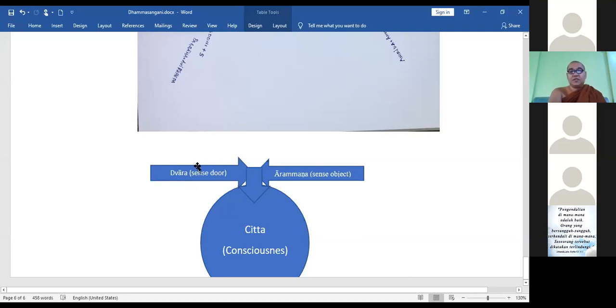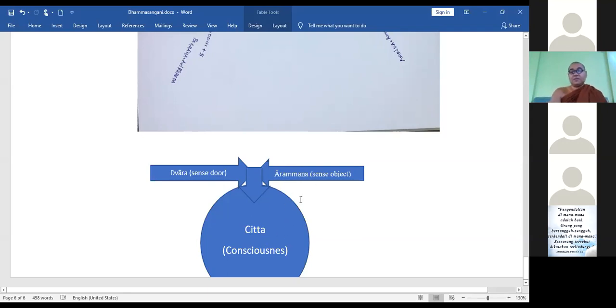Through these six channels, or one of the six channels, we are all the time receiving signals from the objects. Whenever objects come into contact with the sense door, then consciousness arises. So that is how a consciousness arises, either kusala citta or akusala citta, good or evil, whatever it may be. Without an object, or without contact between sense door and object, consciousness cannot arise.